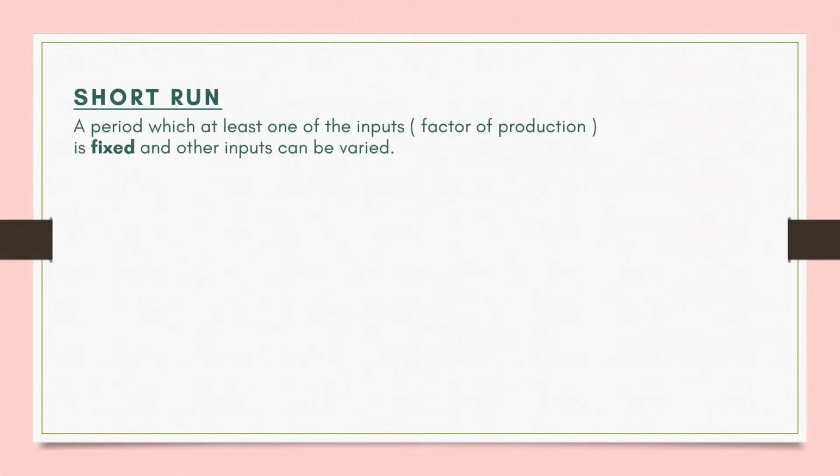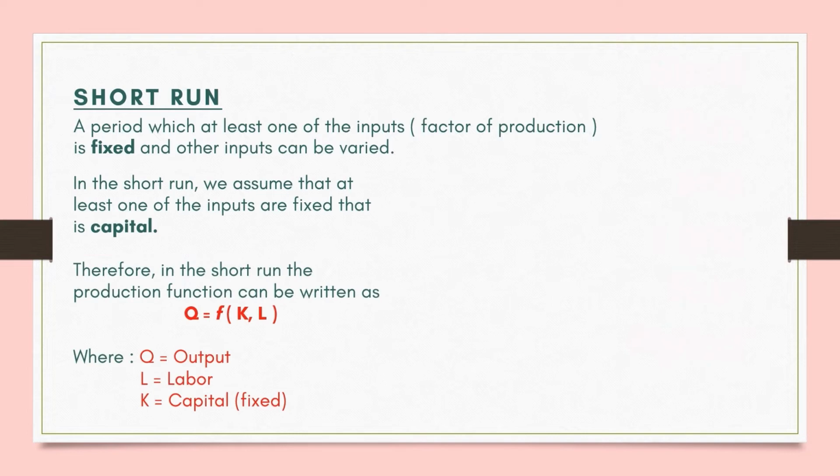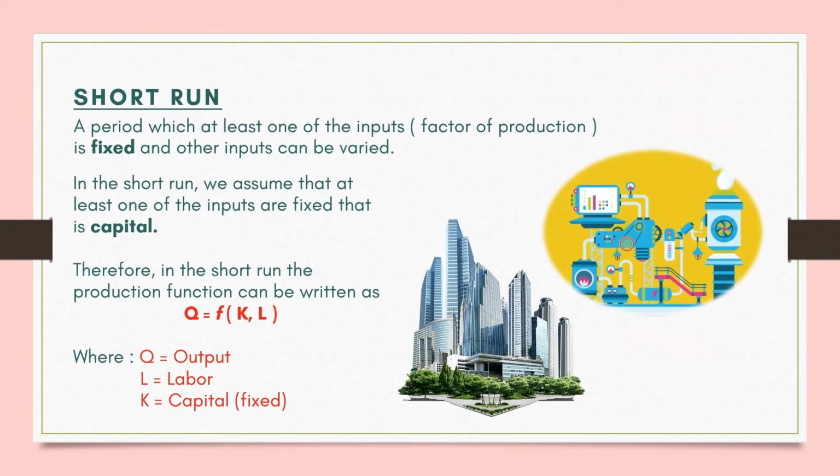Okay, so we look at the time range in the short run. A short run is a period in which at least one of the inputs, known as factor of production, is fixed and other inputs can be varied. Concisely, it means that in the short run we have two types of inputs, which is the fixed input and the variable input.